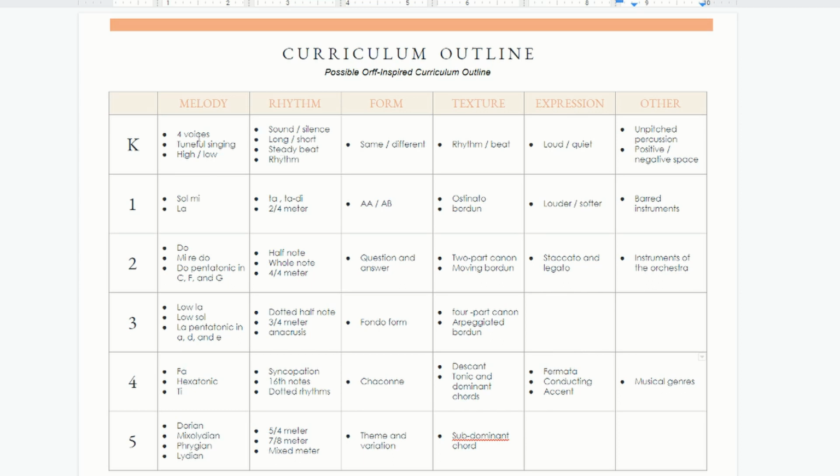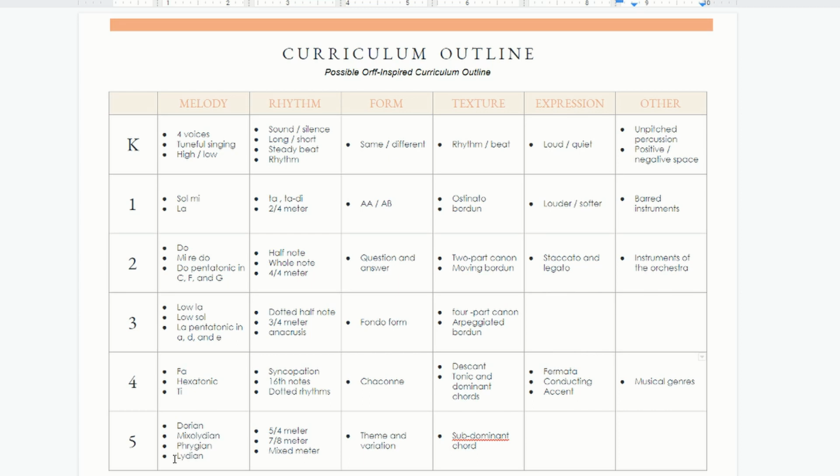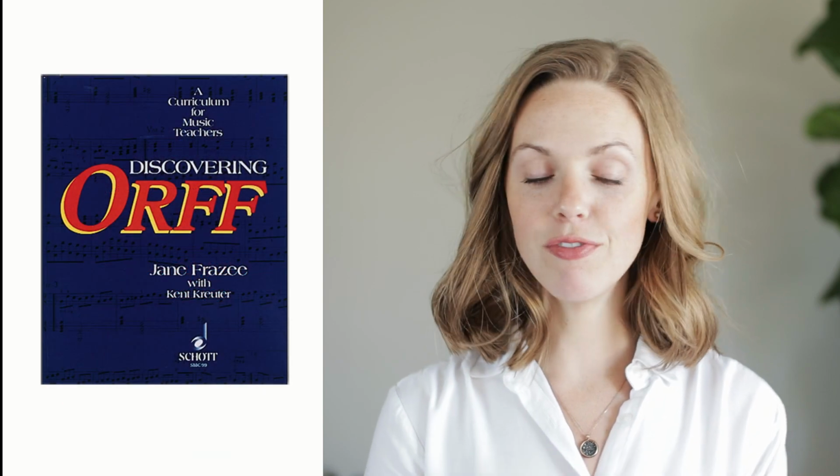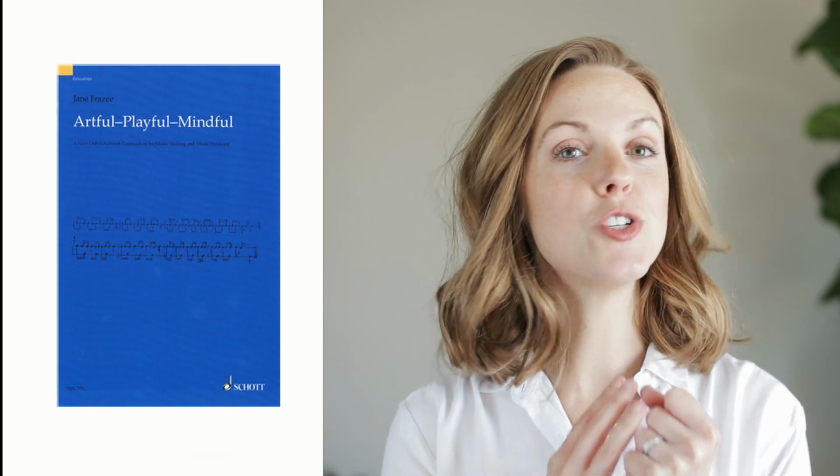Now, in the Orff sequence, by the time you get to 5th grade, you are working on things like Dorian, Mixolydian, Phrygian, and maybe even Lydian. You can see that there are a lot of different melodic modes that the Orff sequence might cover by the time you get to 5th grade. In the rhythm section, you'll see things like 5/4 or 7/8, so uneven meter, and then also working with mixed meter. If you are interested in this kind of Orff-inspired curriculum outline, you can look at, again, a number of different sources. You might consider looking at the book Elementaria, you could look at Discovering Orff, or the Artful, Playful, Mindful series from Jane Frazee.